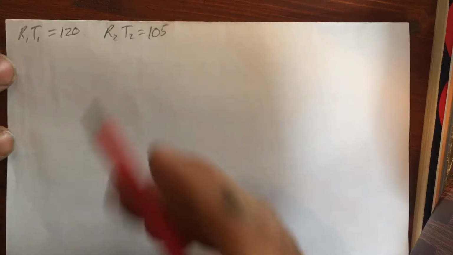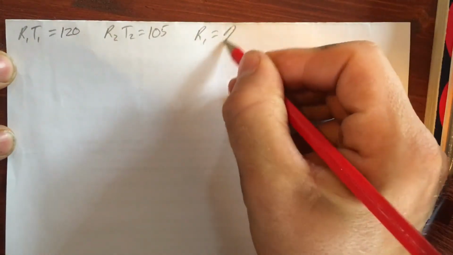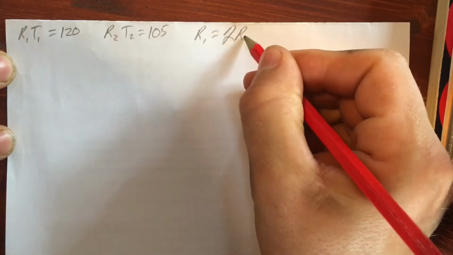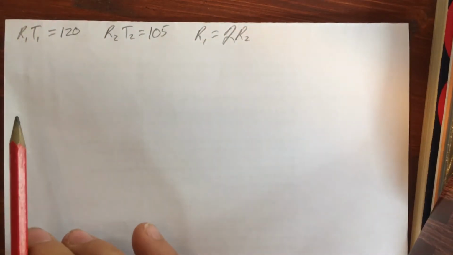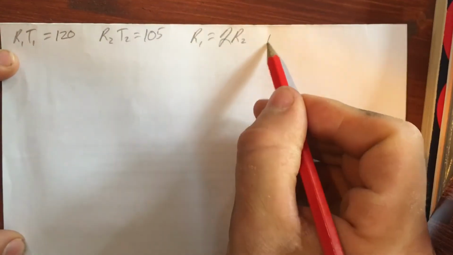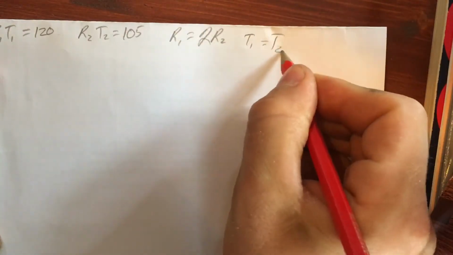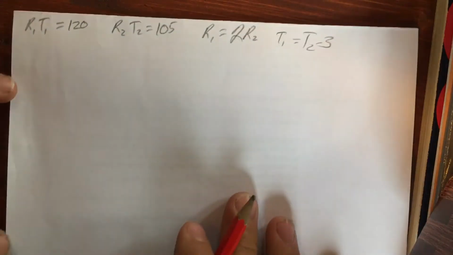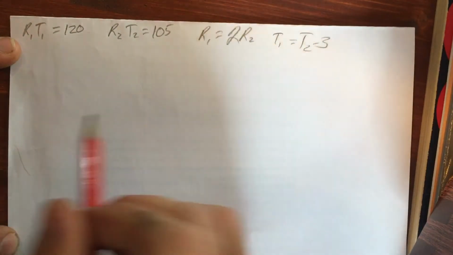And now we said that this guy raced twice as fast as this one. So that means that R1 equals 2 times R2. And it also says that he raced in 3 hours less. It took him 3 hours less. So T1 equals T2 minus 3.